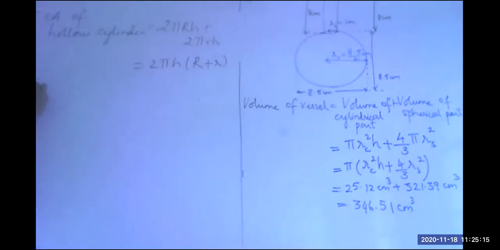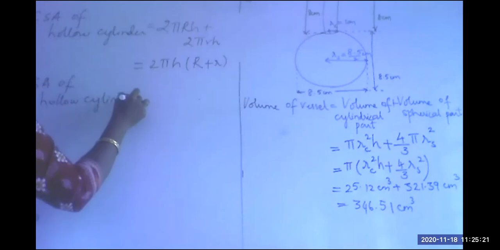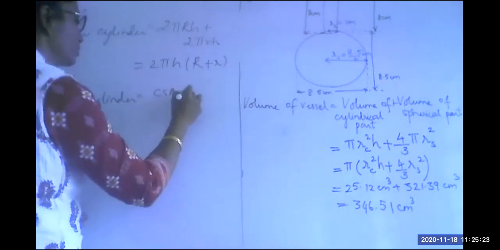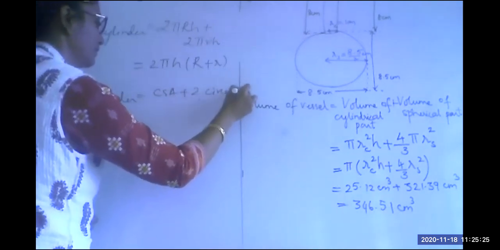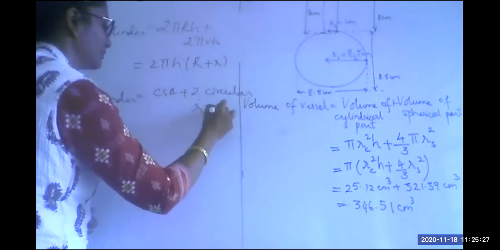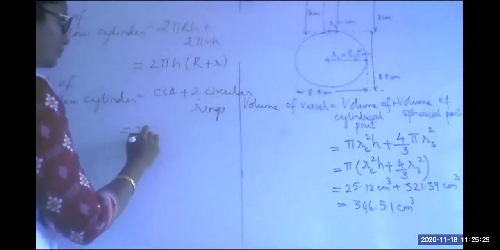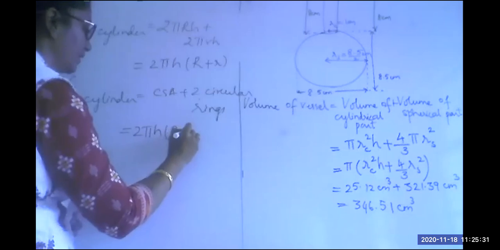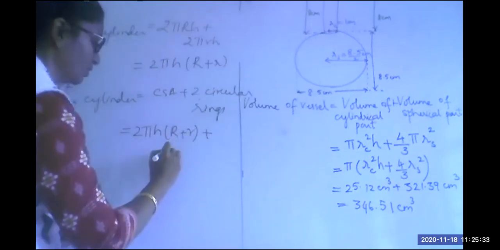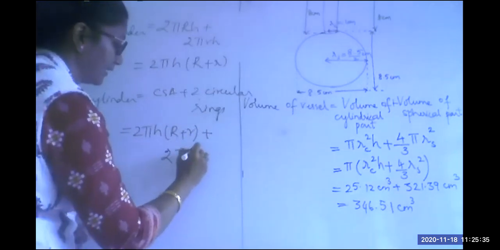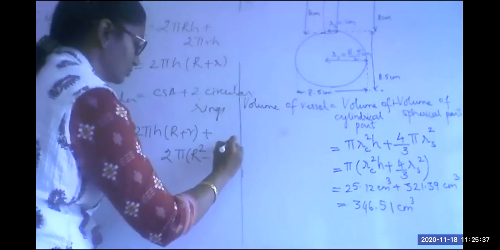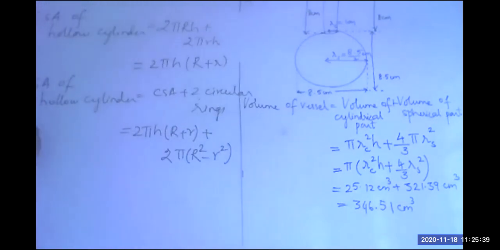And the TSA of hollow cylinder, that is the CSA plus 2 circular rings. So because there are 2 circular rings, which will be 2 pi h times (R plus r), the CSA, plus 2 times pi (capital R square minus small r square). So this will give you the TSA of a hollow cylinder. This you can note down.